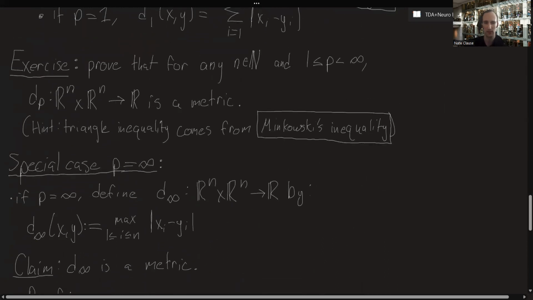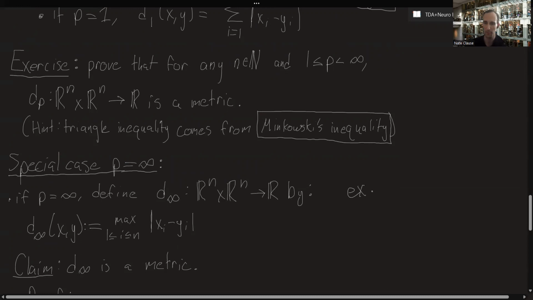If p equals infinity, define d sub infinity, a function from Rn cross Rn to the reals, as follows. d infinity of x and y is defined to be the maximum, for 1 less than or equal to i less than or equal to n, of the absolute value of xi minus yi. So it's the maximum of the difference in each coordinate.